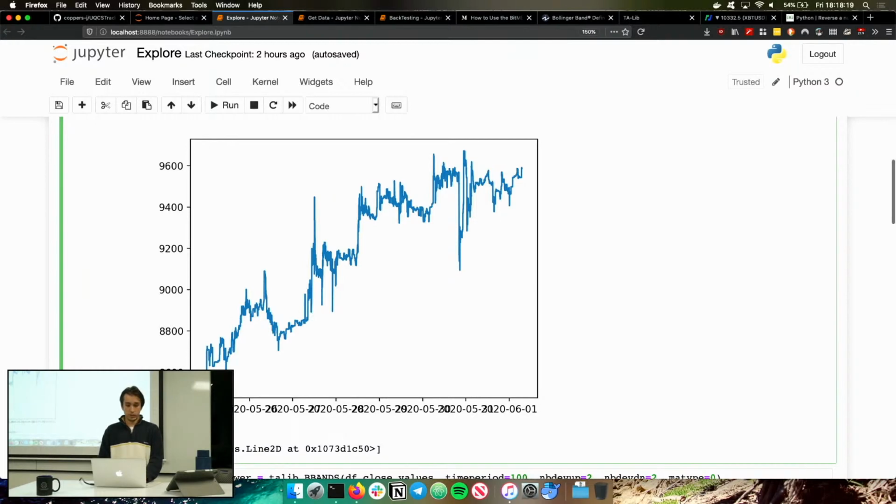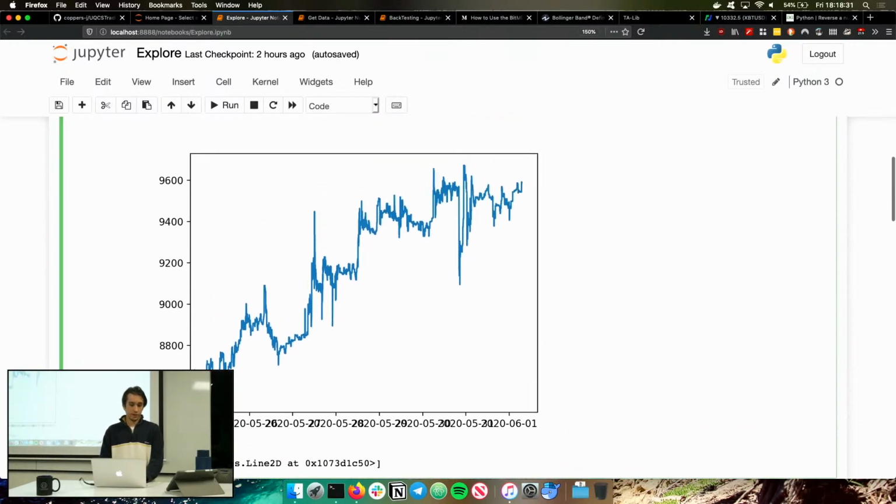So we can see that's quite a lot of movement to go from 8,600 to 9,600, and along the way there's quite a lot of volatility. This is all around June. And as is typical with Bitcoin, we see quite a lot of movements in the chart.